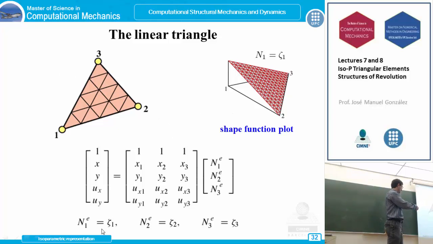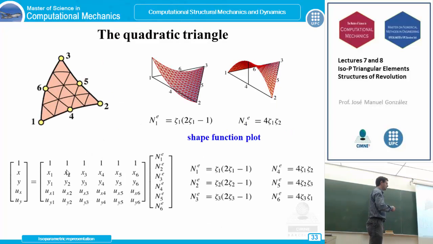So finally, the isoparametric representation for this triangular element would be this matrix form, and these are the 3 shape functions as we treated the first time we talked about this linear triangle. But now the point is, what happens if we are trying to work with a quadratic triangle?